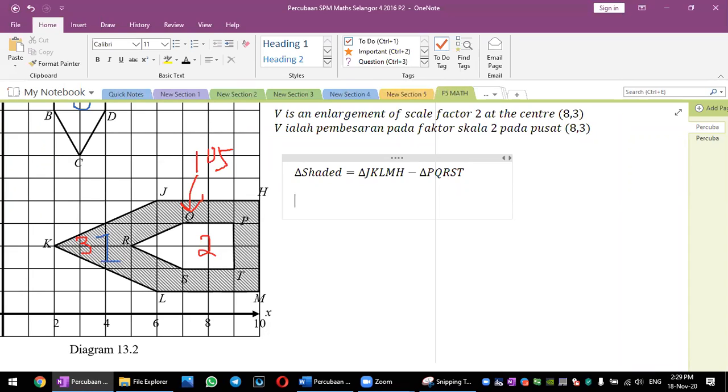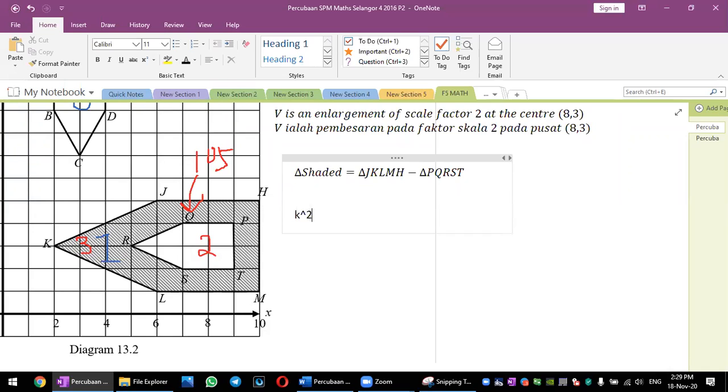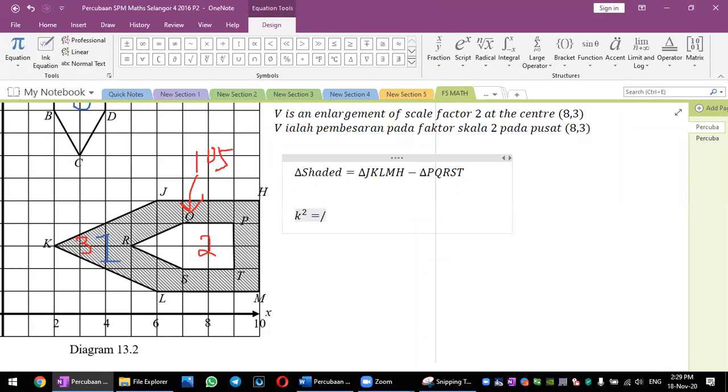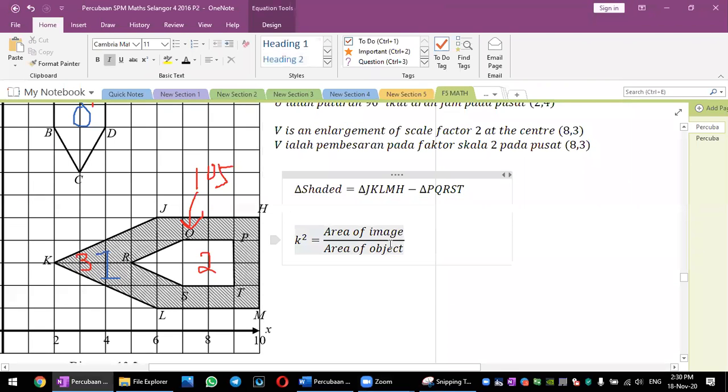So you need to find the big one and the small one. How do you find them? You need to work in terms of scale factor. Actually, there is a formula: k square equals area of image over area of object. You can use this one. Depan pun ada cikgu bagi formula. Dalam SPM memang ada bagi. Jangan takut. Kalau nampak transformasi, mesti kamu guna formula ini. If you forget the formula, please refer to the formula list. Mesti ada.